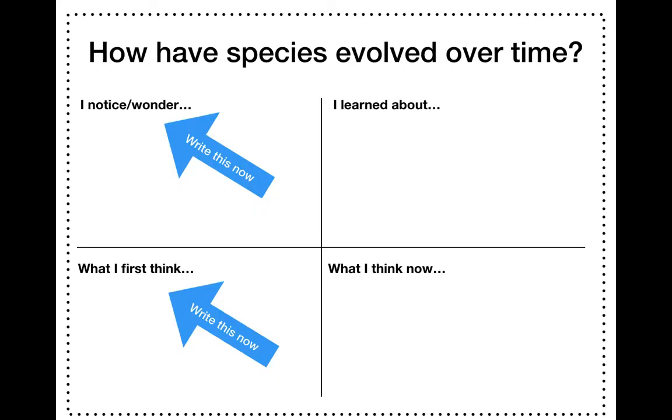Okay, so now you should have watched the video and filled in these two. Remember, you need to write at least 3 sentences or 3 very long bullet points for each one to show what you noticed and what you thought about when you watched that video, and what you first think answers the question. So what do you first think is the answer to how have species evolved over time?